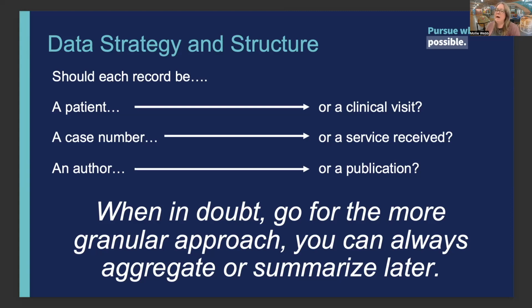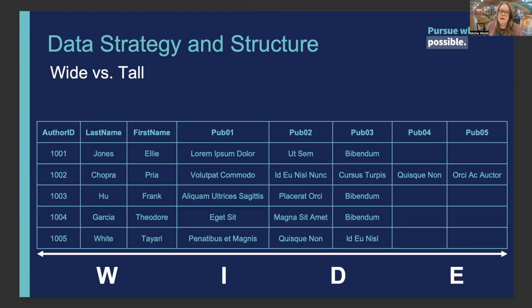As a rule of thumb, I like to use the smallest unit possible or the most granular level of data because you can always aggregate it or summarize it later. So this author publication example brings me to another point on data structure, and this is the concept of wide versus tall data. And this is as intuitive as it sounds.